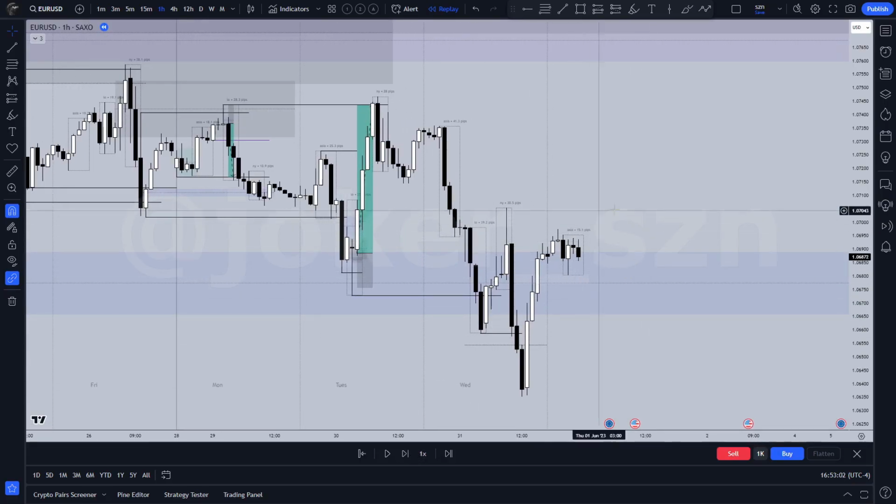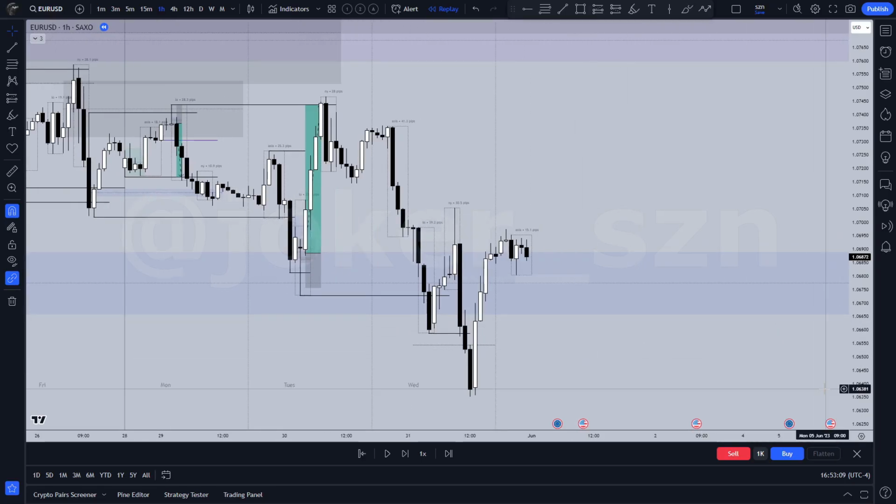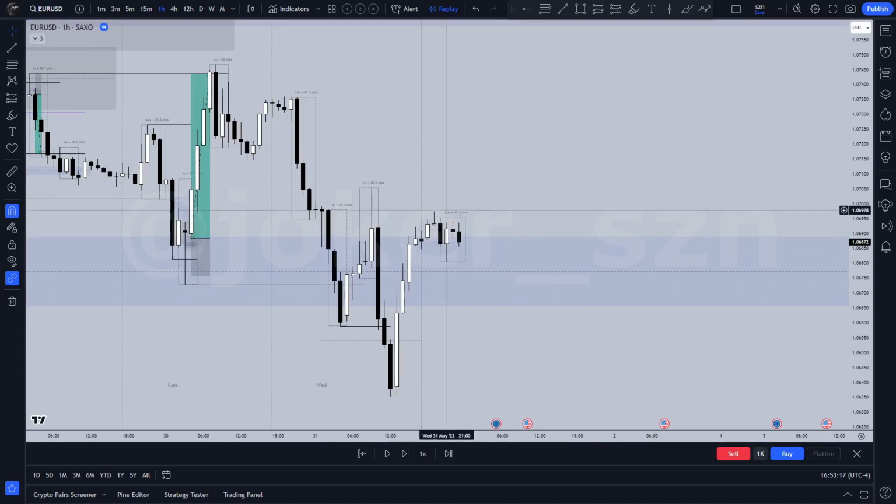So now we have Thursday. On Thursday, ahead of NFP, we want to keep our expectations low, right? It can be a consolidation profile, so we want to be really careful on this day.